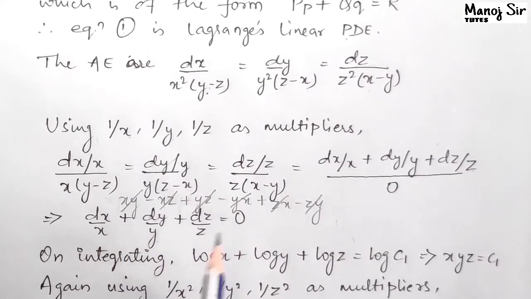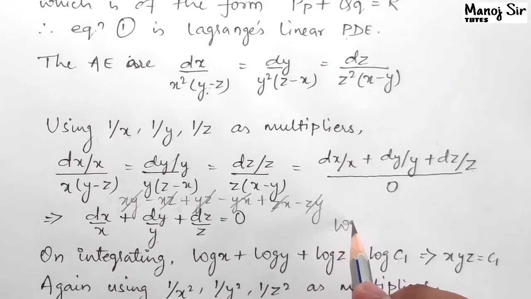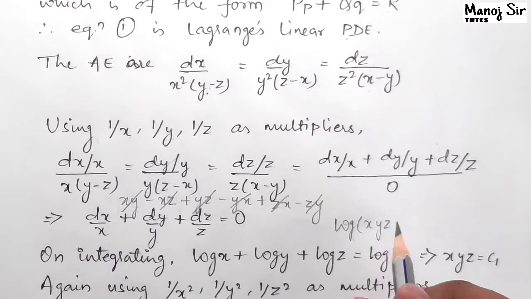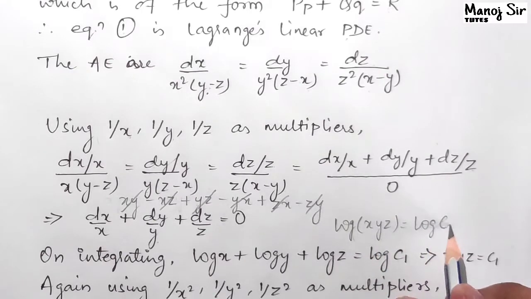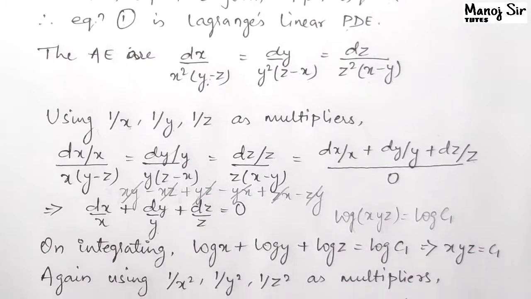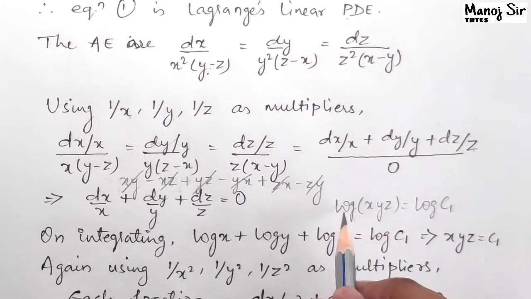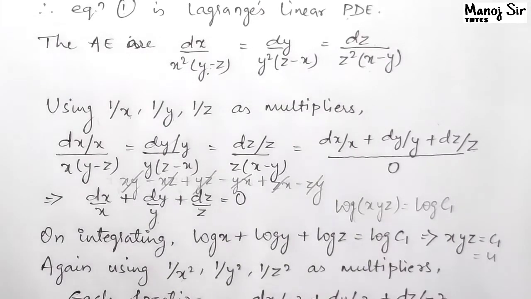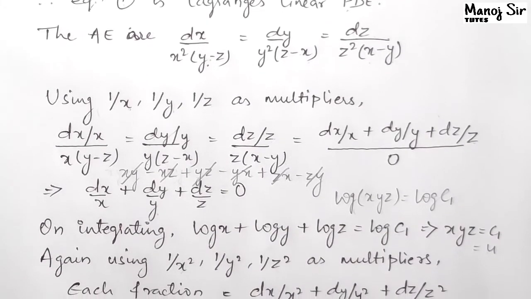Here we have 0. Now we will integrate. On integrating, you will get log x plus log y plus log z equal to log c. Now on solving this, we get log of, here we have plus sign, so we will write x into y into z, and this equals log of c1 as it is. Taking anti-log, you will get xyz equals c1, and since we have xyz equals c1, we can take this as u. After finding u, my next duty is to find v.